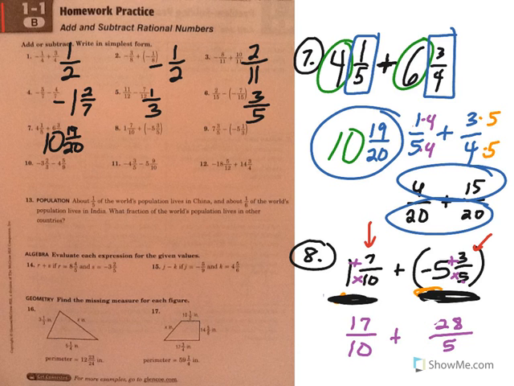Okay, now multiply by 2 to give me a common denominator of 10. Multiply by 2 up here as well. So we're going to have 17/10 plus a negative 56 tenths. Okay, now we have 17 tenths plus negative 56 tenths. Your answer is going to be in tenths, for sure.